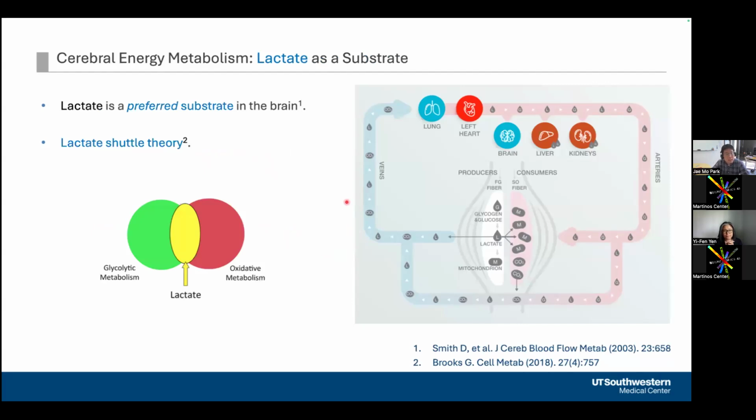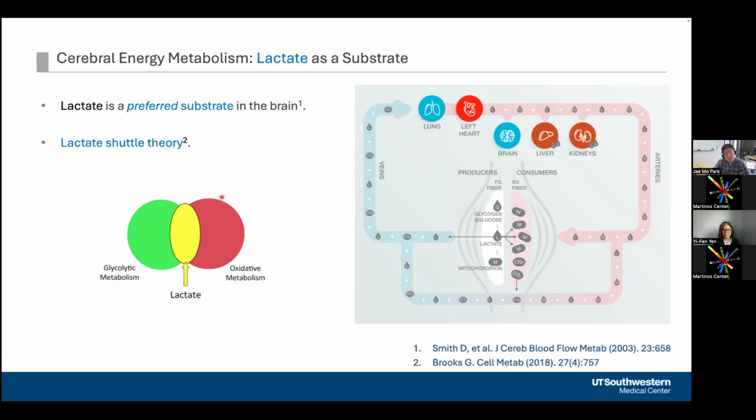Over the last years, more recently, lactate has been getting more attention as a substrate. As I mentioned, according to the previous theory, lactate is generated from astrocytes. But this emerging theory, called the lactate shuttle theory, uses lactate as a substrate, not as a product from astrocytes. Lactate is circulating in the body, and this circulating lactate, which is not necessarily generated from astrocytes, can diffuse into the extracellular space from the blood plasma, and then can be further metabolized in the neurons.